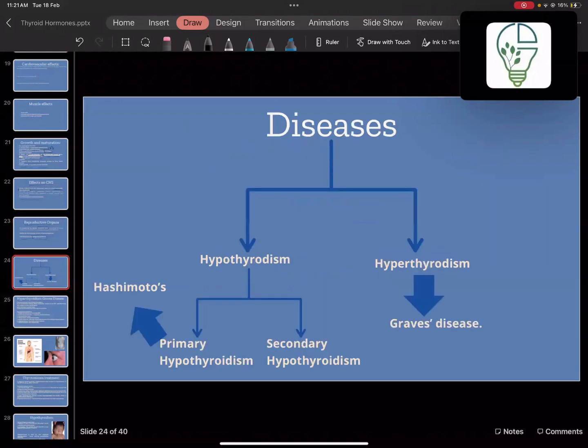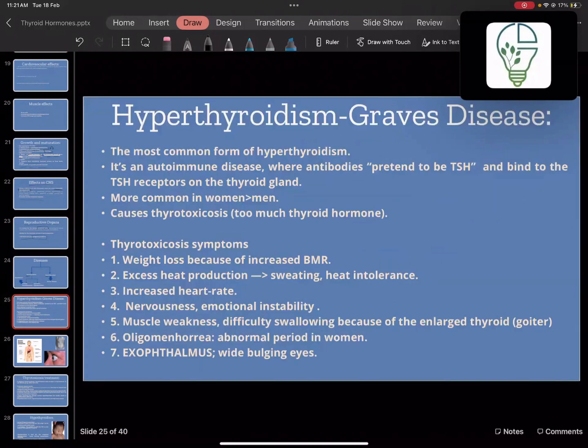So now we move on to the diseases. We have two types: hypothyroidism, which from the name, you have a decrease in the thyroid hormone, or hyperthyroidism, which is an increase in the thyroid hormone. So hyperthyroidism. Here we have a specific type called Graves' disease. Graves' disease is the most common form of hyperthyroidism. It's autoimmune, and what happens in this disease is that the TSH receptors on the thyroid gland.